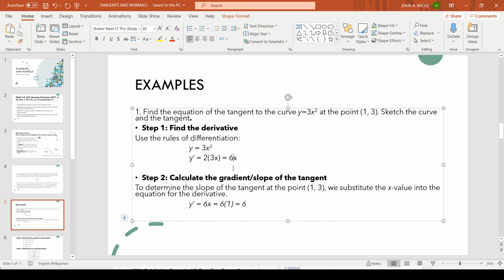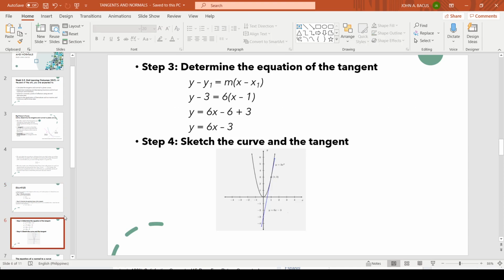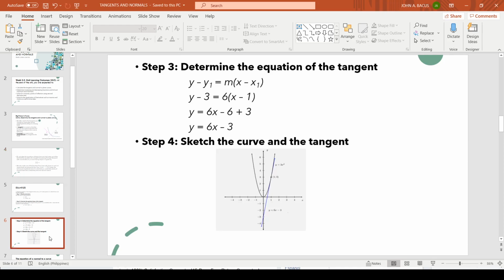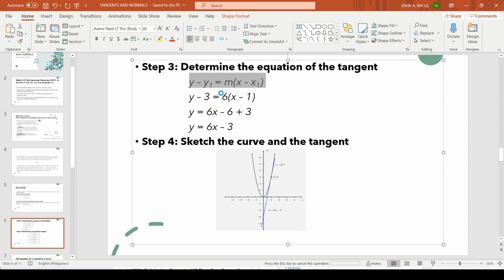Alright, 6x. Since you have already the first derivative and you already have the x value, which is 1, just simply substitute 1 for x here and now you have the slope as 6. Okay? You already have the slope, which is 6. Alright? For step 3, how are you going to determine the equation of the tangent? Okay, remember that to find the equation of the line, you have the formula m is equal to y minus y sub 1 over x minus x sub 1. So just simply cross multiply this one, you will get this equation right here, right?